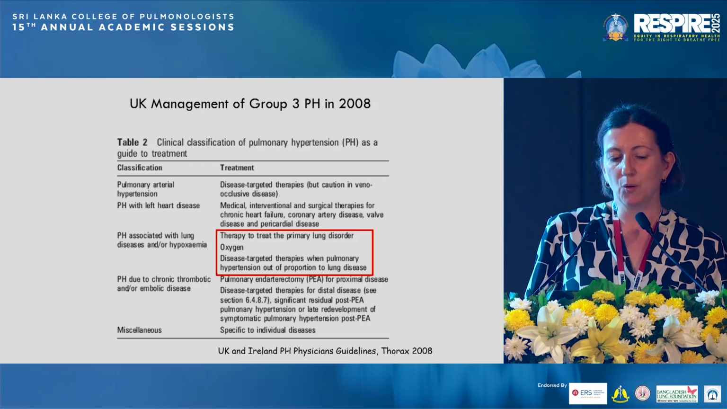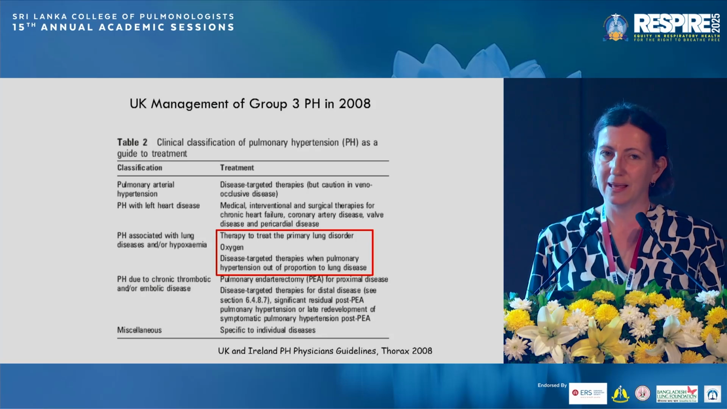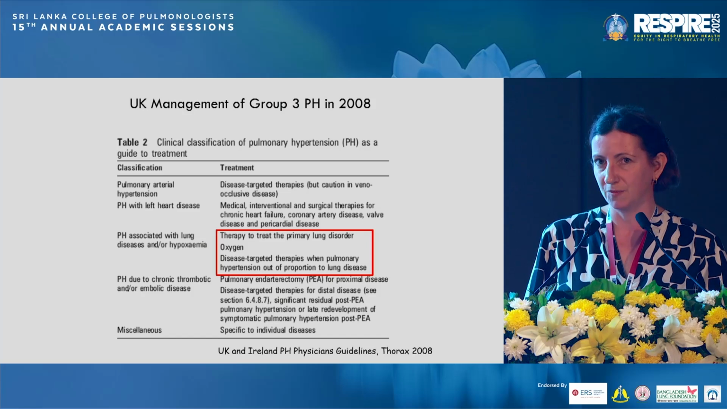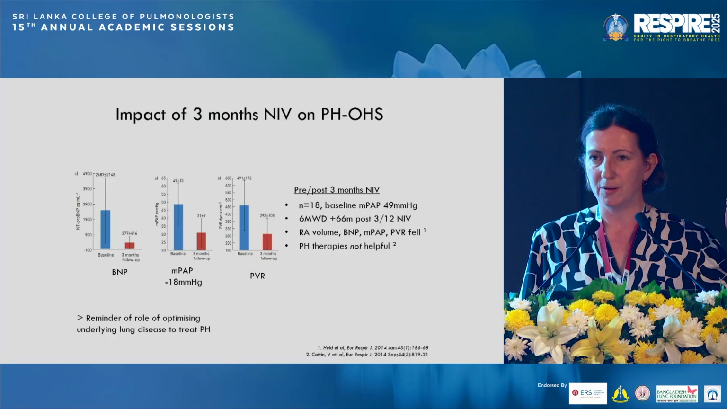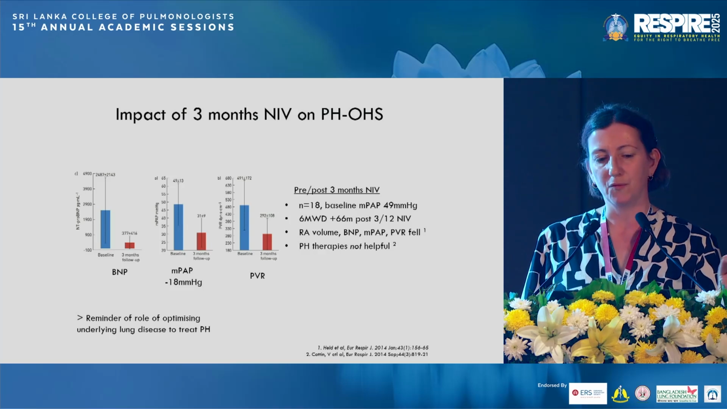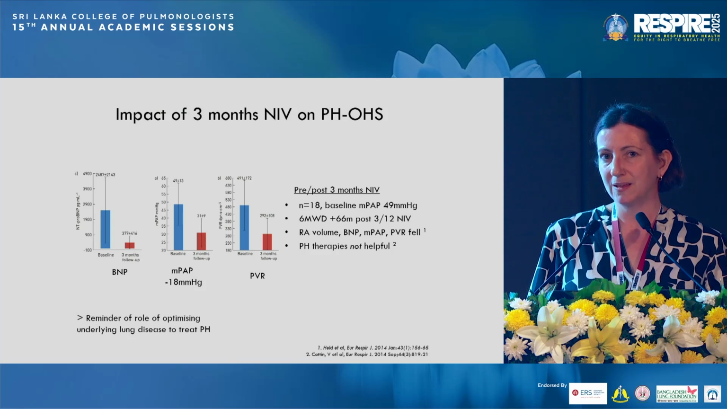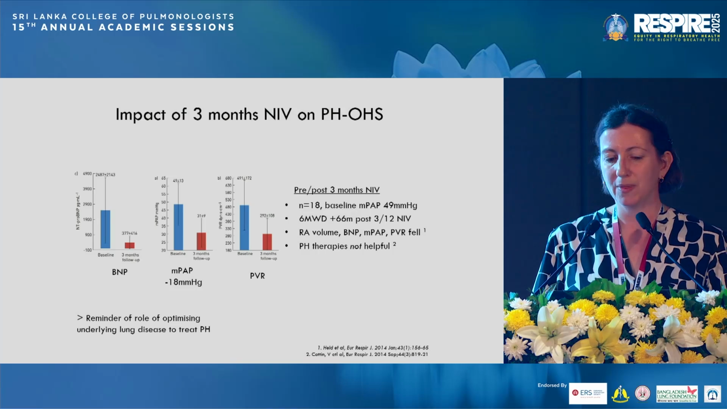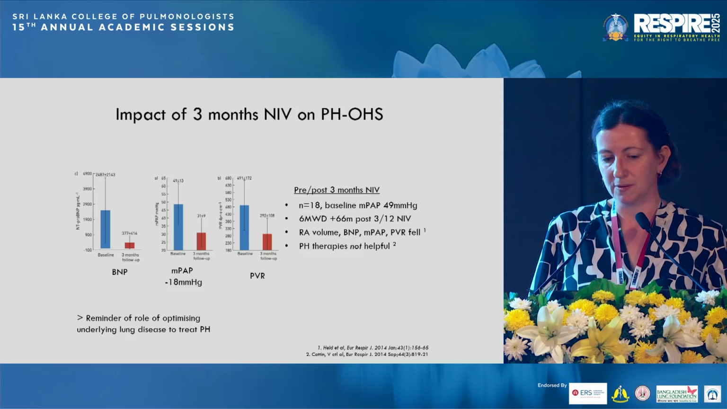In 2008, all we were able to do is treat the primary lung condition, oxygen, oxygen, oxygen, and think about pulmonary vasodilators when there's more pulmonary hypertension than you would expect for the degree of lung disease. I want to highlight the importance of pulmonary hypertension treatment purely by maximizing the lung disease treatment, for example, in a patient population with obesity hypoventilation. 3 months of effective non-invasive ventilation improves the BNP, the mean pressure, and the PVR. So you don't need complicated medicines. You need to remember this. It's incredibly important. So in this population, you don't need pulmonary hypertension treatments.